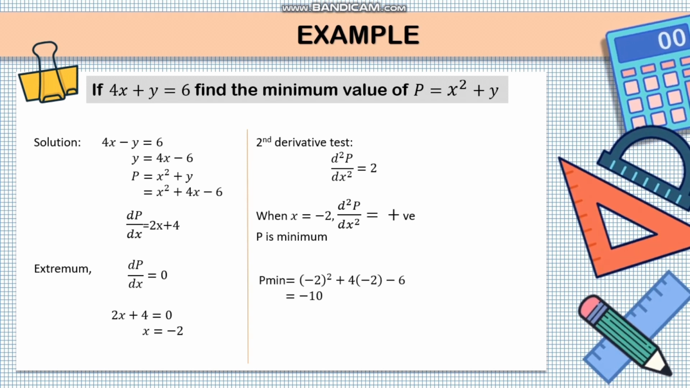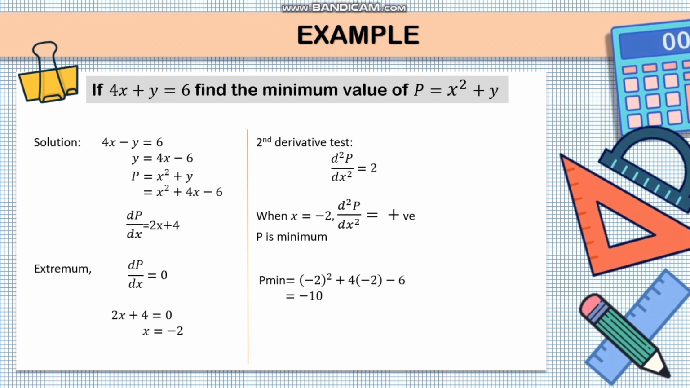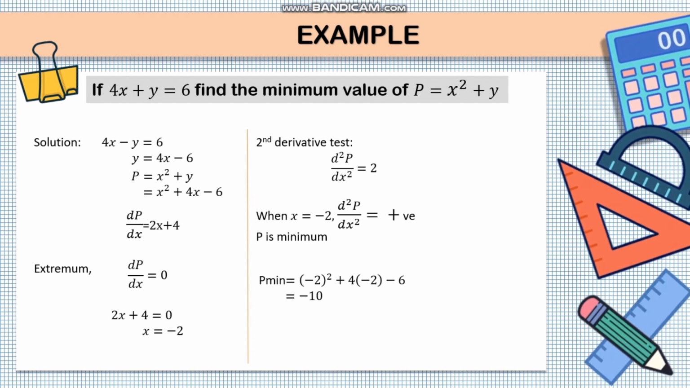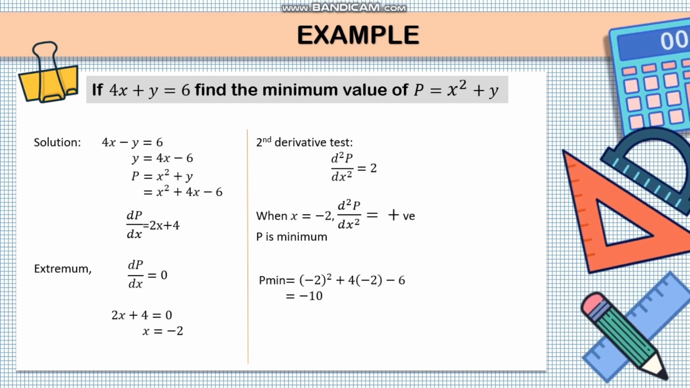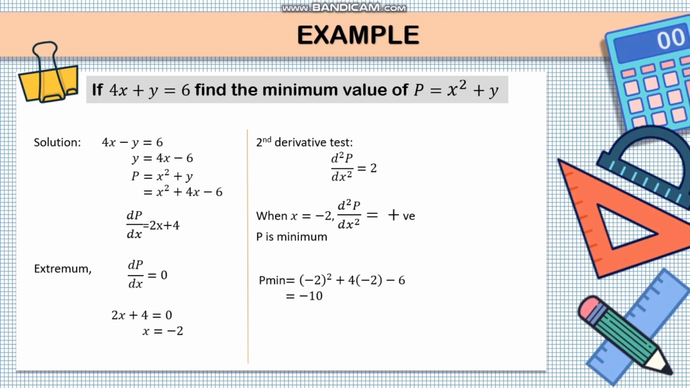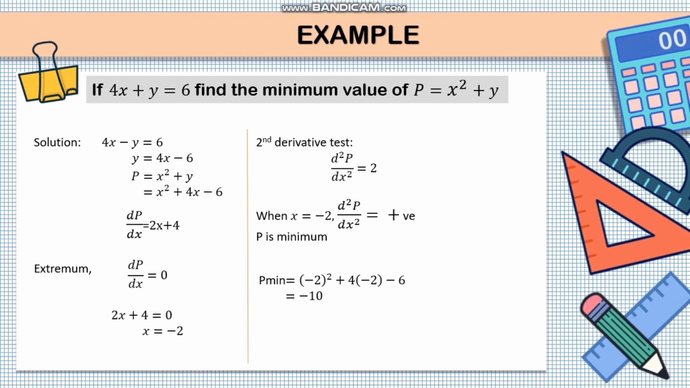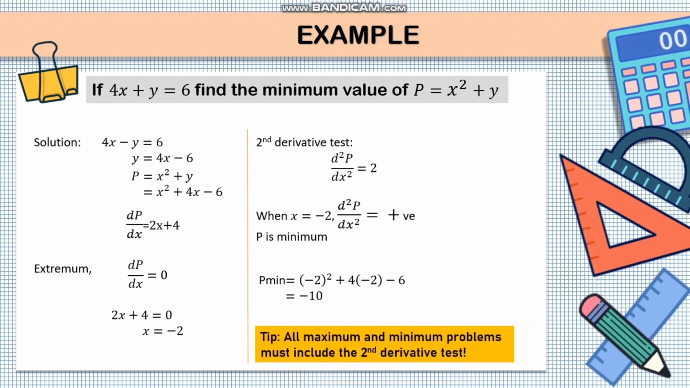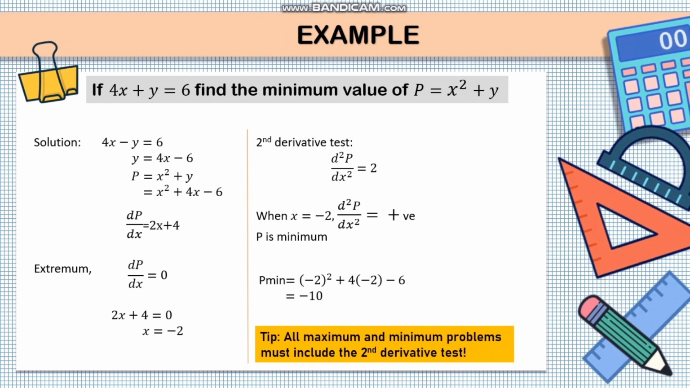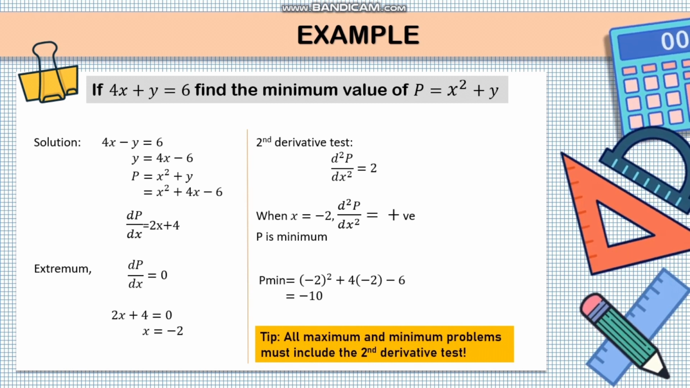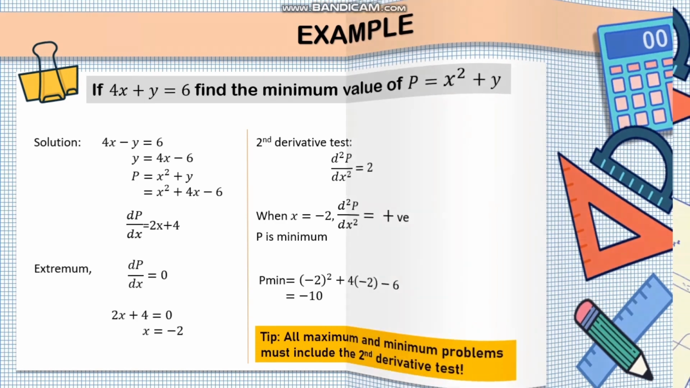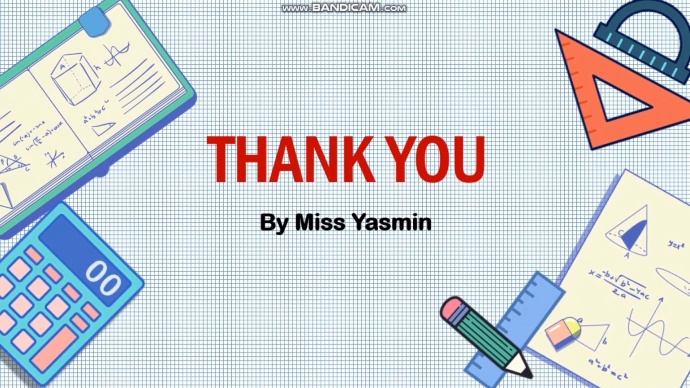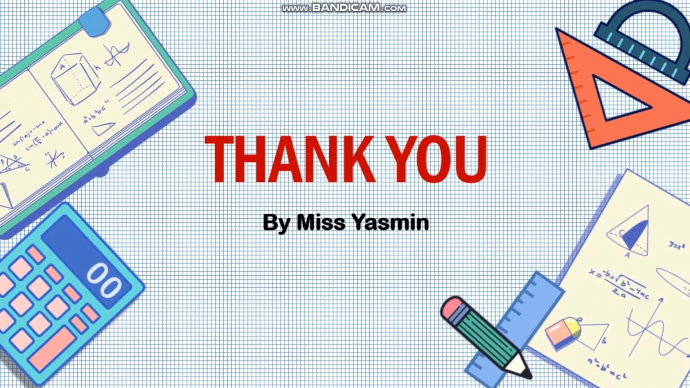Lastly, take the function x squared plus 4x minus 6 and substitute x equals negative 2. You will get the answer negative 10. So here's the important tip. All maximum and minimum problems must include the second derivative test. So that's all. Thank you.